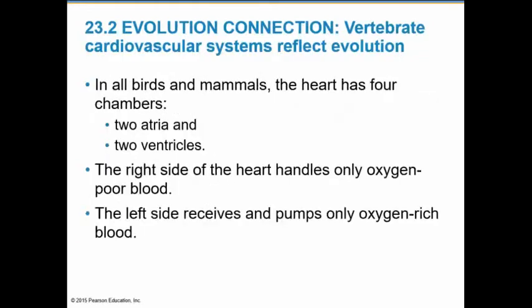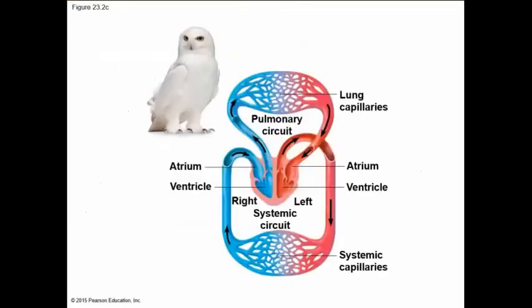In birds and mammals, the heart has four chambers, two atria and two ventricles. The right side of the heart handles only oxygen-poor blood. The left side only handles oxygen-rich blood. And this is the circulatory system found in people and birds. Complete separation of the pulmonary circuit and the systemic circuit. There is a septum, a muscular septum which separates the two pumping ventricles.